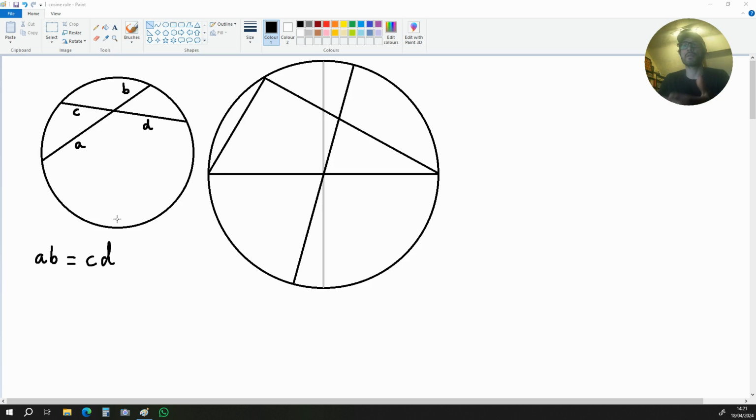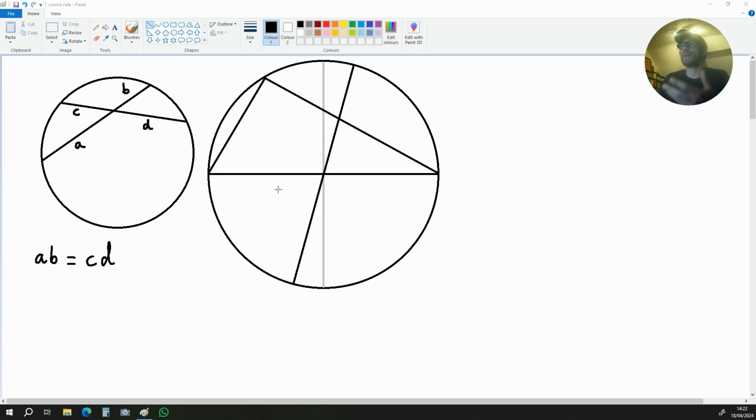Now the chord theorem goes like so. You may have two chords inside a circle like this, and the segments are A, B, C and D. A and B form part of one line and C and D form part of the other line. And it turns out AB is equal to CD. So that's the chord theorem.